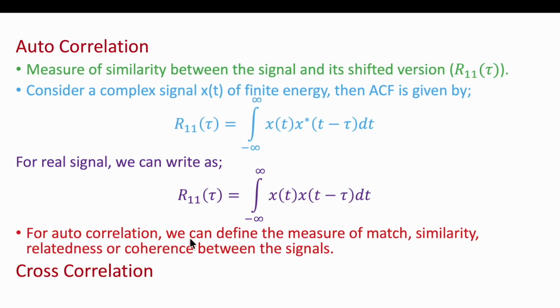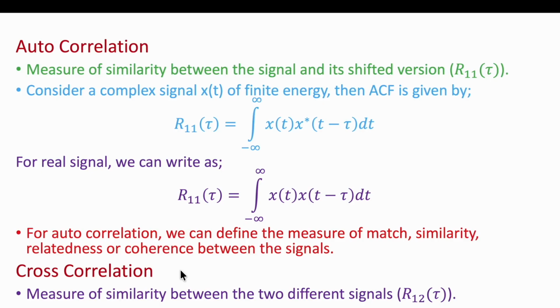For autocorrelation, we can define it as the measure of match, similarity, relatedness, or coherence between the signals. There are many different words you can use for autocorrelation. The first one is match. You can be asked how the signals are matched, what percentage of similarity there is between the two signals or between the same signal, what the relatedness of the signal is, or what the coherence between the signals is. All these words have the same meaning, that is, correlation.